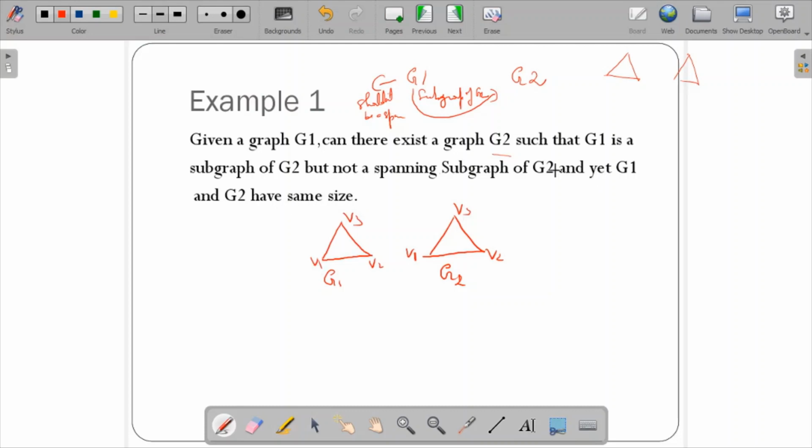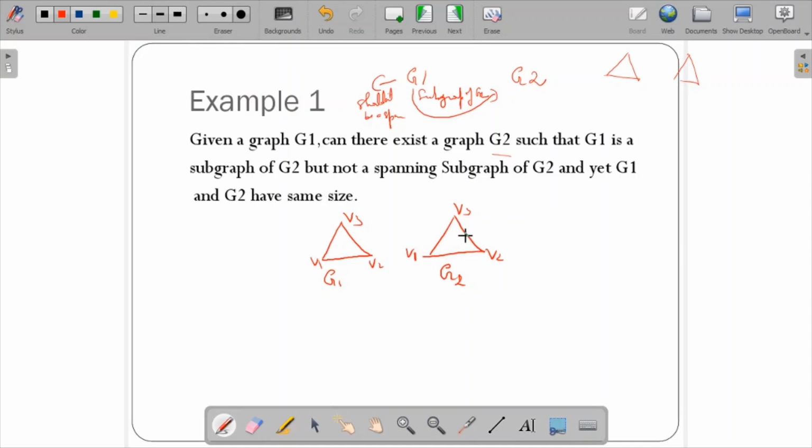He has told that G1 and G2 should have the same size. So given a graph G1, can there exist a graph G2 such that G1 is a subgraph of G2? If we see this particular condition, the same graph can be a subgraph. Yes, G2 can be a subgraph, but it should not be a spanning subgraph.